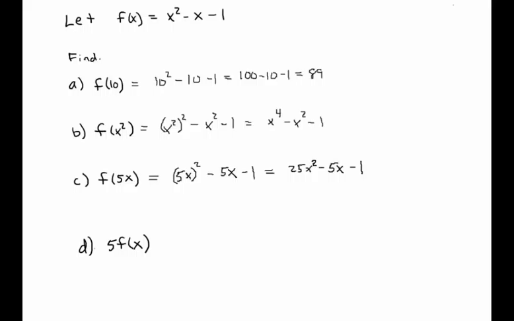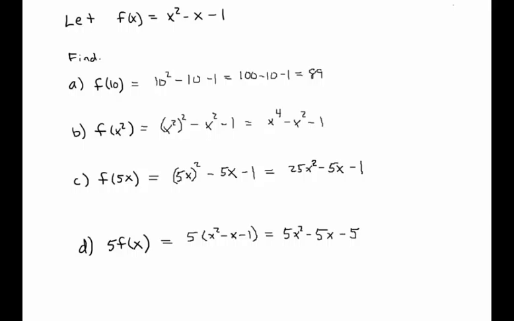In D, they want us to evaluate 5 times f of x. So in this example, we have 5 times f of x, which is x squared minus x minus 1. And then we can multiply the 5 through the parentheses and call it 5x squared minus 5x minus 5.